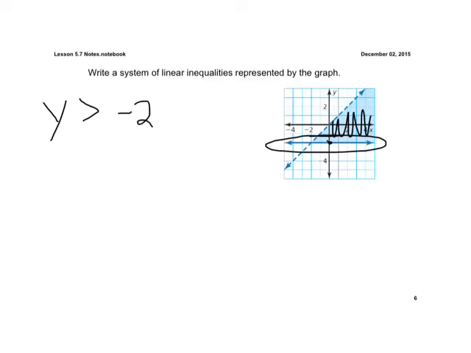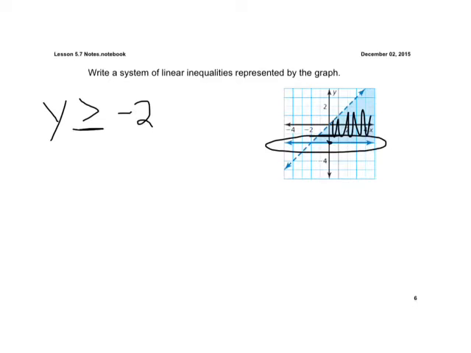Let's look at that dotted line. Okay, it's dotted. Oh, let's check that first one. It's a solid line, so we see that needs to be or equal to. Hopefully some of you caught that. It's a solid line, so it's greater than or equal to. All right, back to that dotted line.